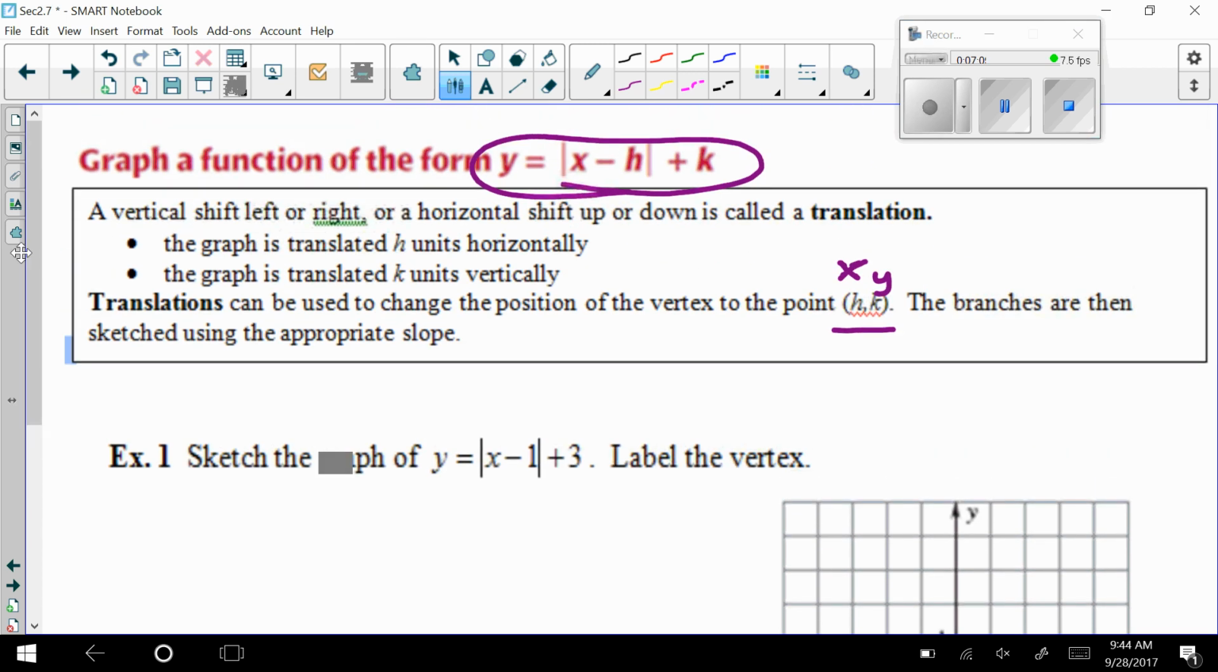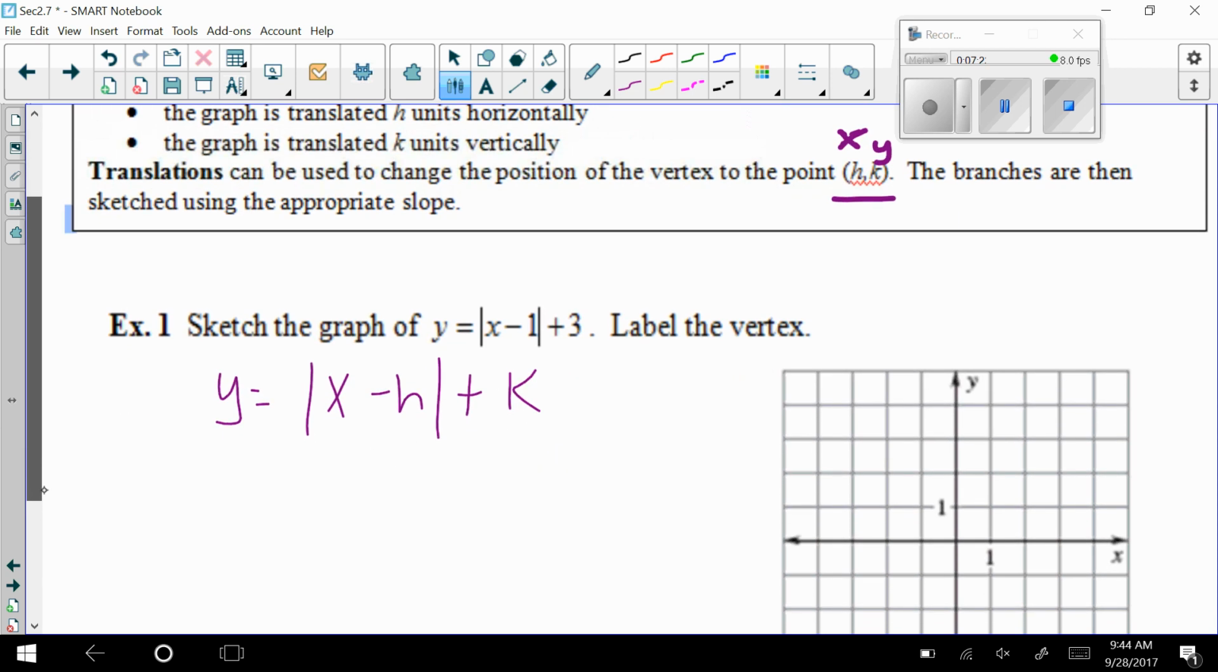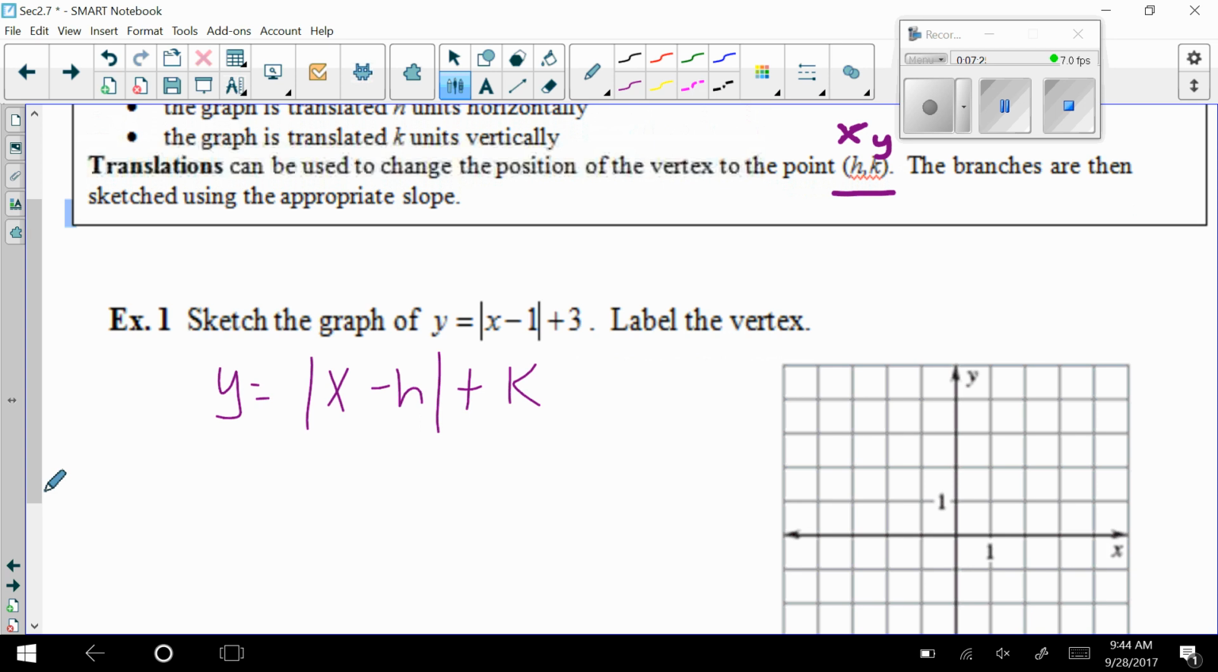Our general equation is y equals the absolute value of x minus h plus k, with h units translated horizontally. So our h in this case is 1, and k units vertically. So our k in this case is 3. So here's our new vertex. We're going to plot that point, 1, 3.